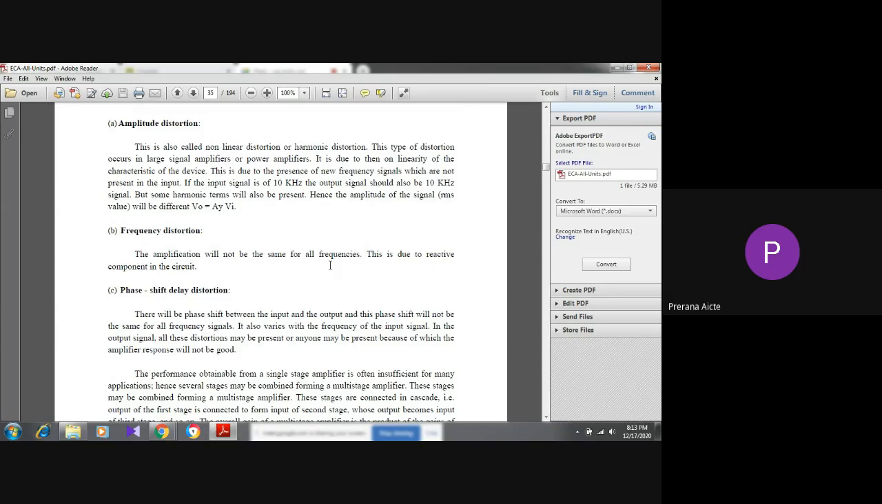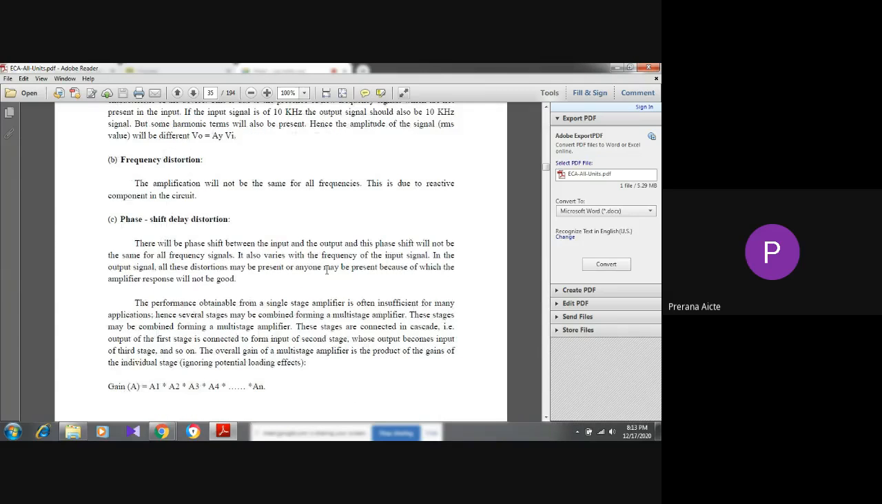Next one is phase distortion or delay distortion. There will be a phase shift between the input and output, and this phase shift will not be the same for all frequency signals. Simply, the phase shift is different for different frequency signals. It also varies with the frequency of the input signal. In the output signal, all the distortions may be present, or any one may be present, because of which the amplifier response will not be good. If the input starts from zero, the output will not start from zero, so definitely there may be a phase difference. Such distortion is called phase distortion or delay distortion.